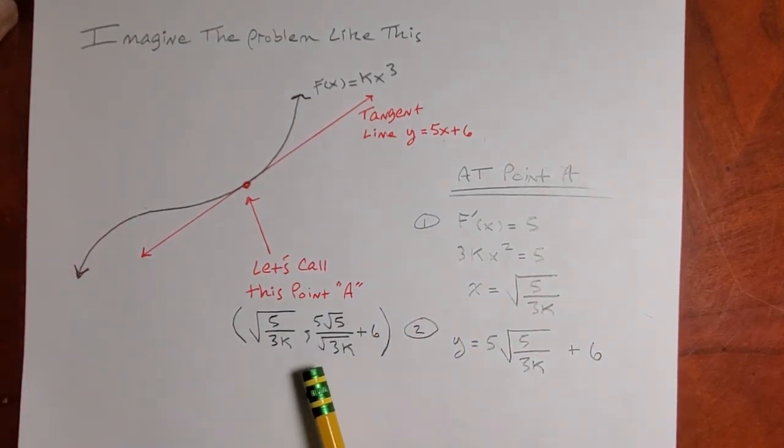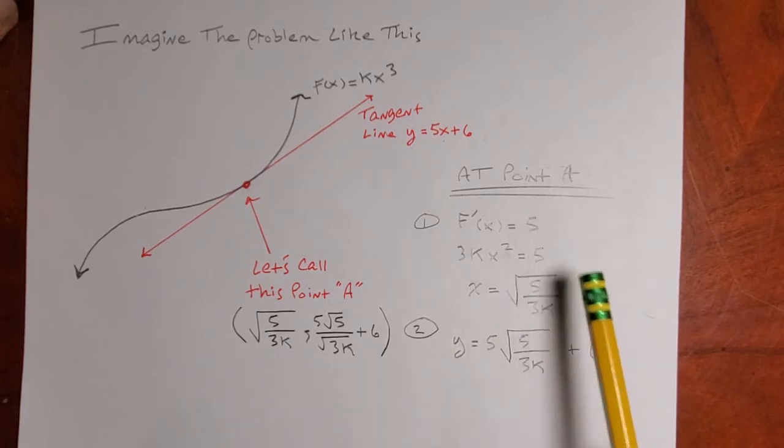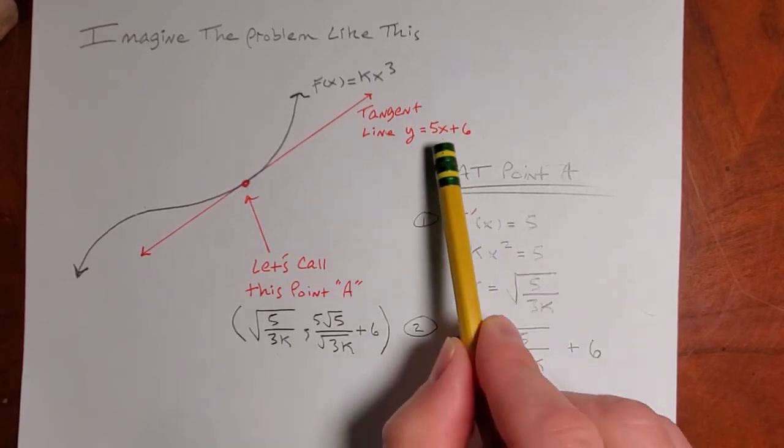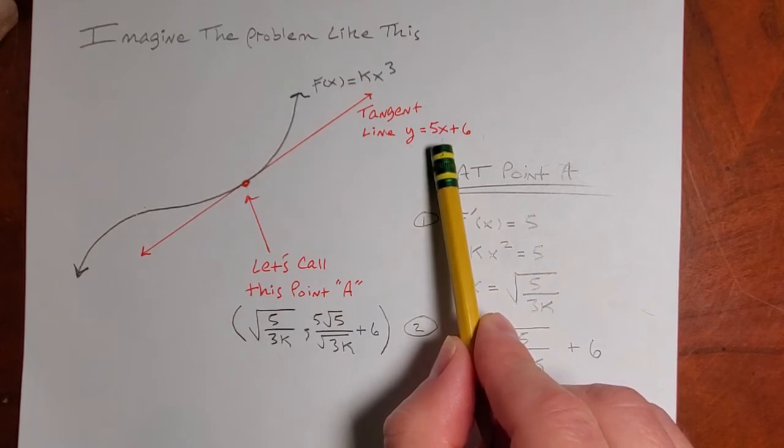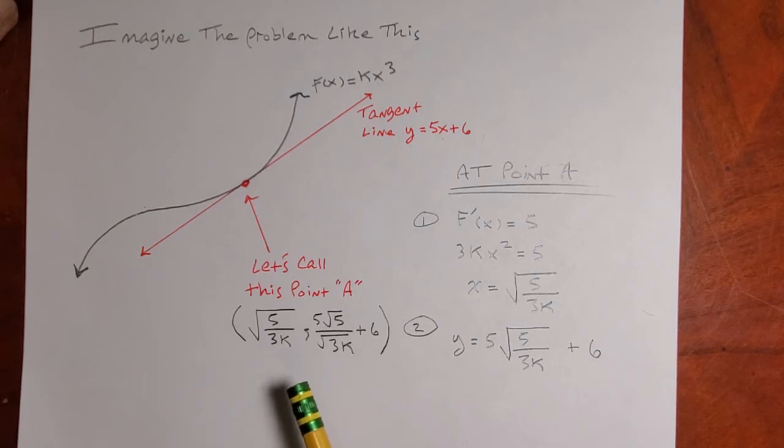So I know something about that point. I'd like to know more than that, but that's as much as I can figure out for now. I found the x-coordinate. I plugged that value in here to find the y-coordinate, and there it is. So there's the x and y coordinate. The x and y coordinates don't look real good. They look complicated, and I think that's what makes this problem hard to solve.